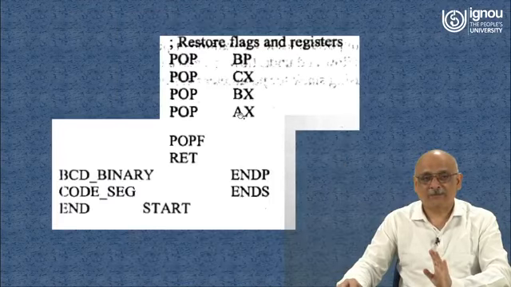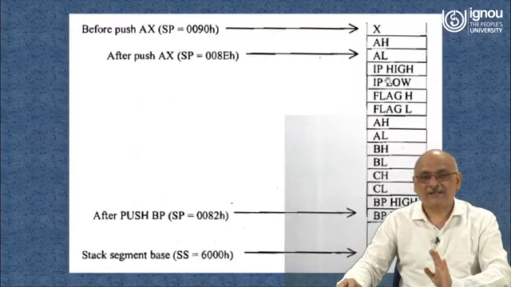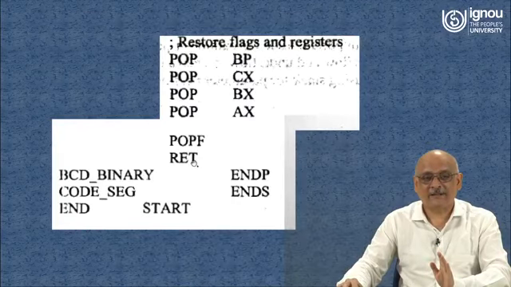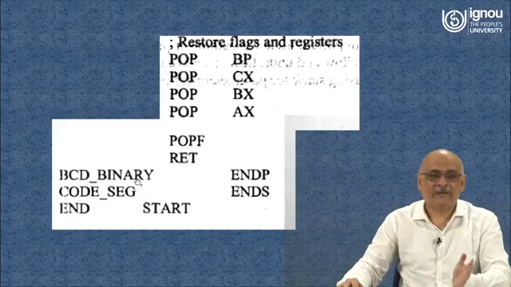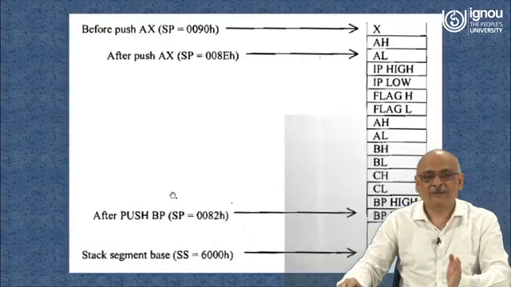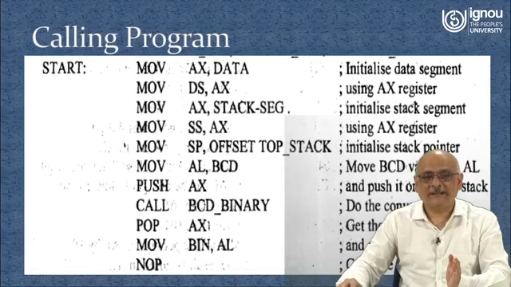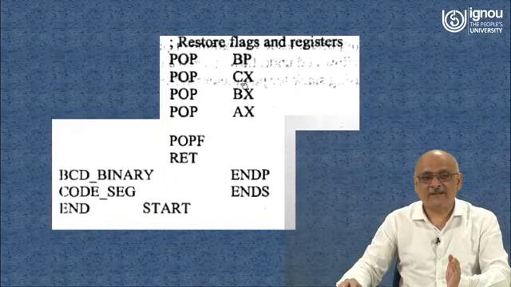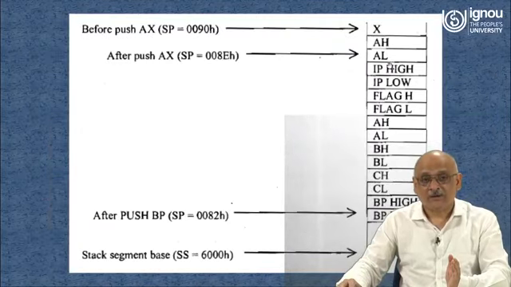So this is till the pops are over, and then comes the return statement. The return statement will load IP high and IP low into the program counter, and that is how the return is going to be effective. That is the end of the binary BCD binary subroutine, because now we have returned to the code segment. So what you can see, this call statement BCD binary resulted in the pushing of this particular value.